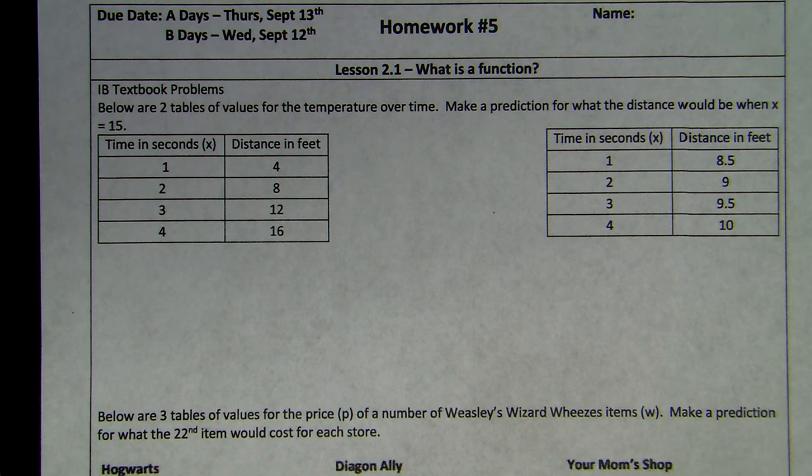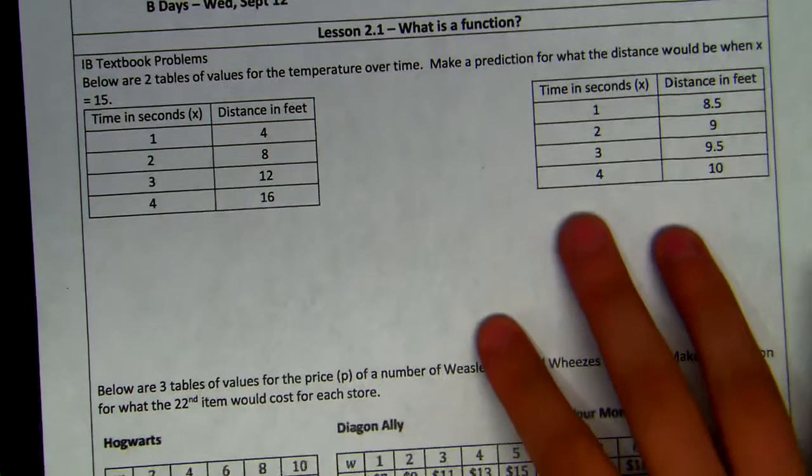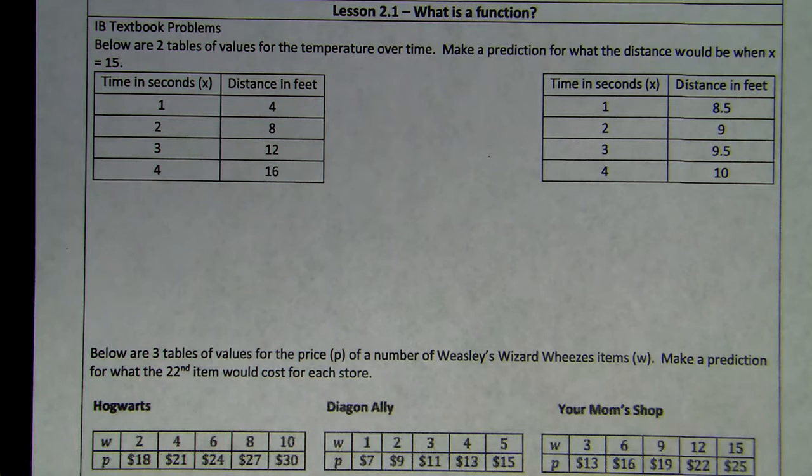So let's get started. We are now starting with what is a function. This is building off of the Barbie bungee jump activity where we had to extrapolate our data from the meter stick to the ceiling. So now we're just doing that in table format. We have two tables of values. It says for temperature over time, we're going to go with distance over time, make a prediction for what the distance would be when x equals 15.